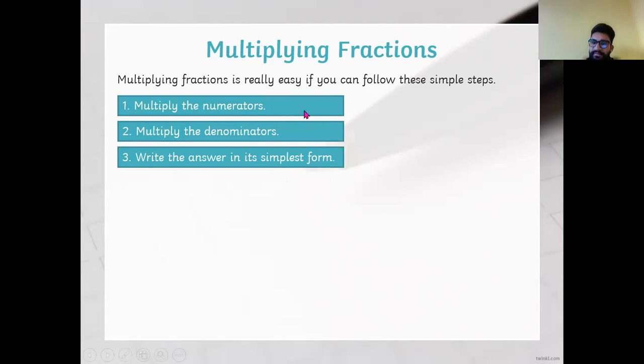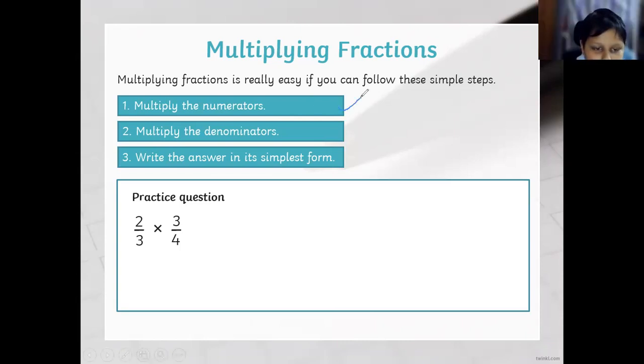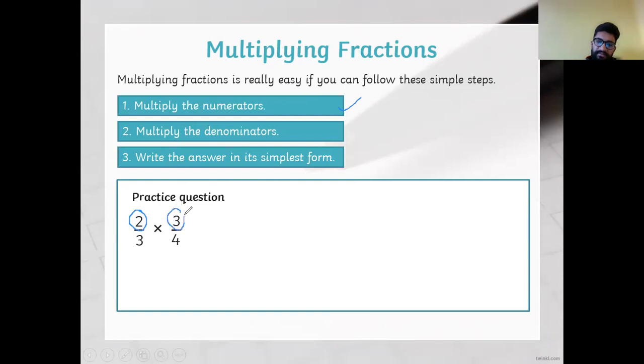Our three rules. I'll tell what that means with an example. Look at here, one question is here. Suppose you have to multiply these two fractions. What is our first task? We have to first multiply the numerators and then the denominators, and write in this form. So what are the numerators here? Numerator means the upper portion, right? In the first fraction, 2 is the numerator. In the second fraction, 3 is the numerator.